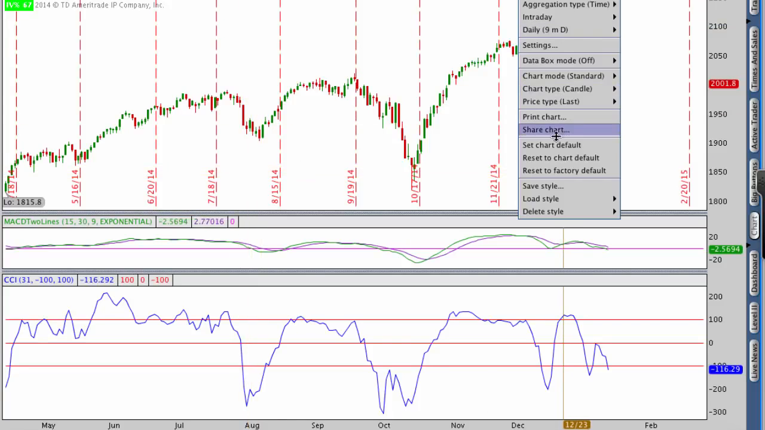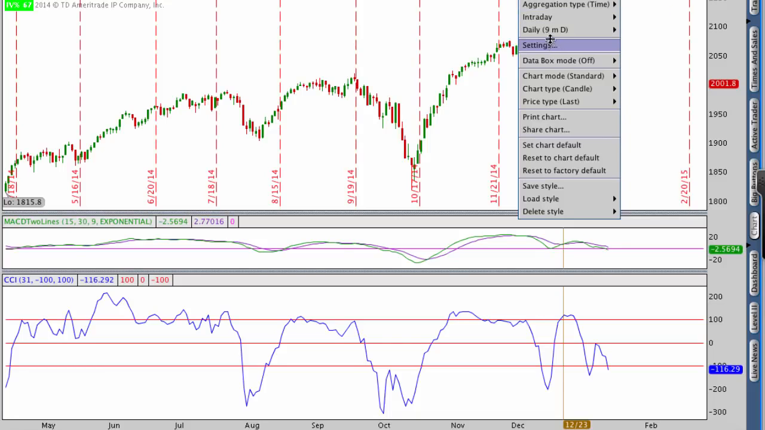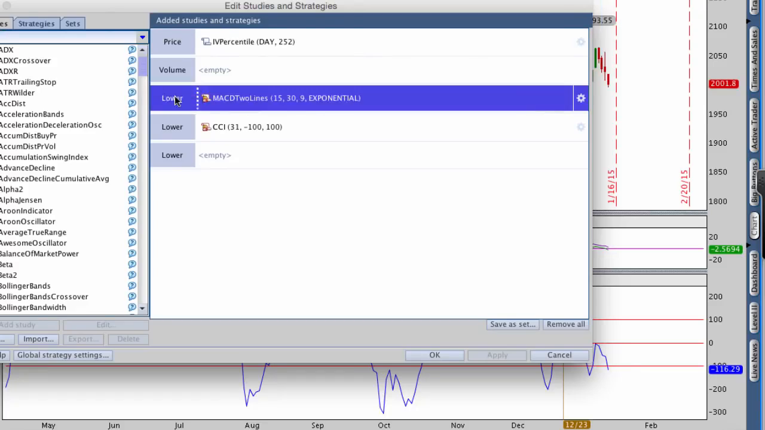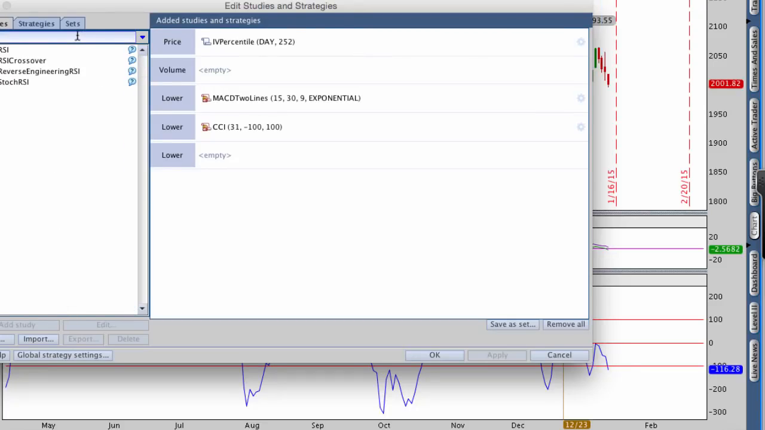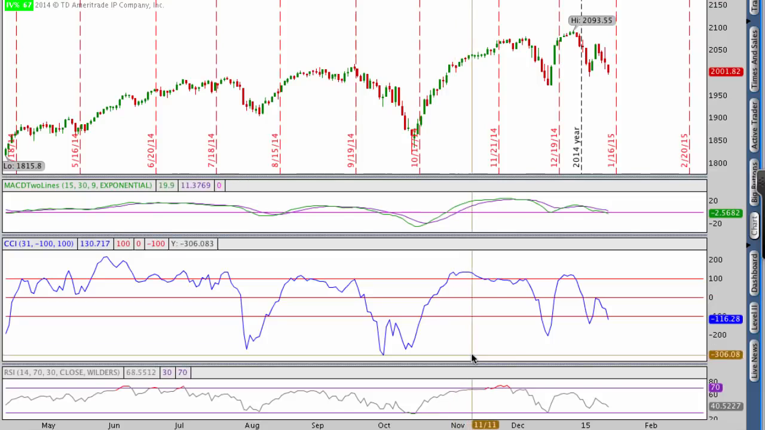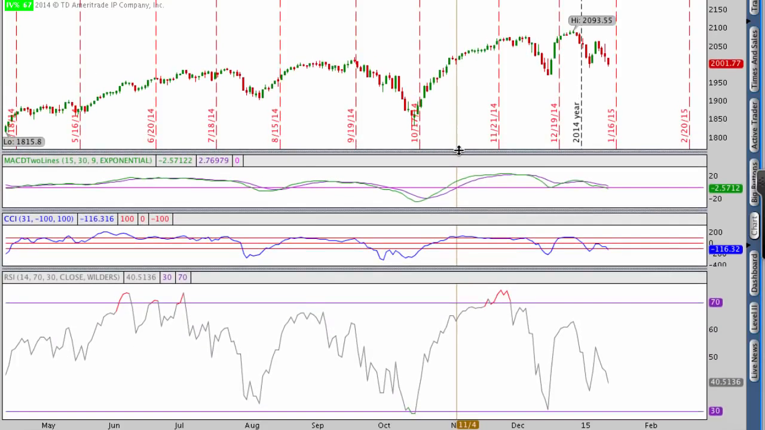All right, let's add one more to the charts here. So let's go to the settings. I'm sorry, go to studies, and we're going to go to edit studies, and we're going to add RSI. And we're going to add RSI right to the chart. So we can just leave RSI exactly as it is. And now we have RSI down below. So I'm just going to try to minimize these two here so you can see RSI down below.